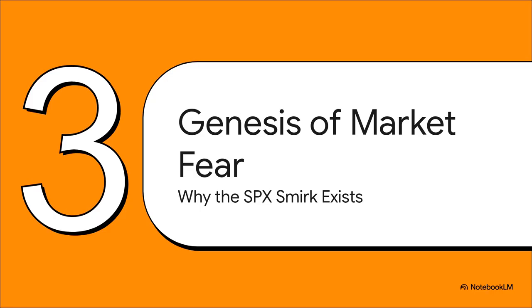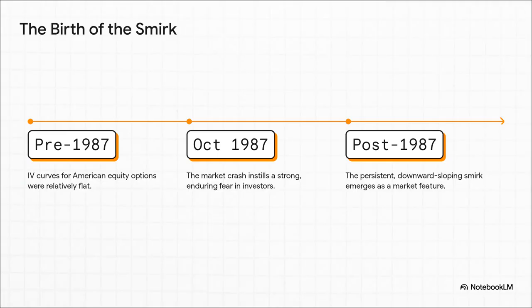All right, Section 3. So, why? Why the specific baked-in fear of the downside? It's a great question, because believe it or not, this pattern wasn't always here. A single catastrophic event basically burned this fear right into the market's DNA. Before October of 1987, things were different. IV curves were pretty flat. The market just didn't have this constant underlying terror of a collapse.